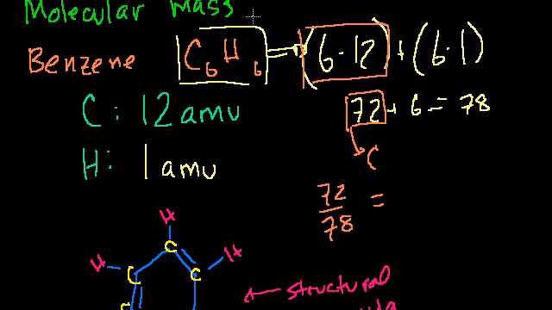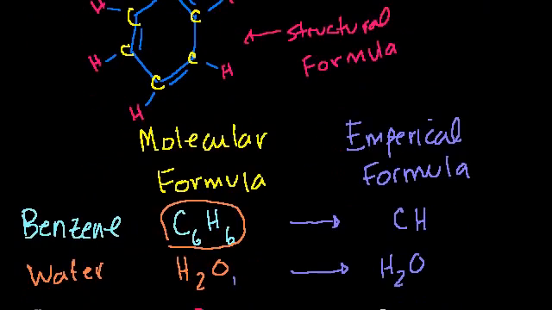So benzene is 92.3% carbon by mass. And of course, the remainder, the 7.7%, is going to be hydrogen. Let's do that for a couple of these other guys down here.